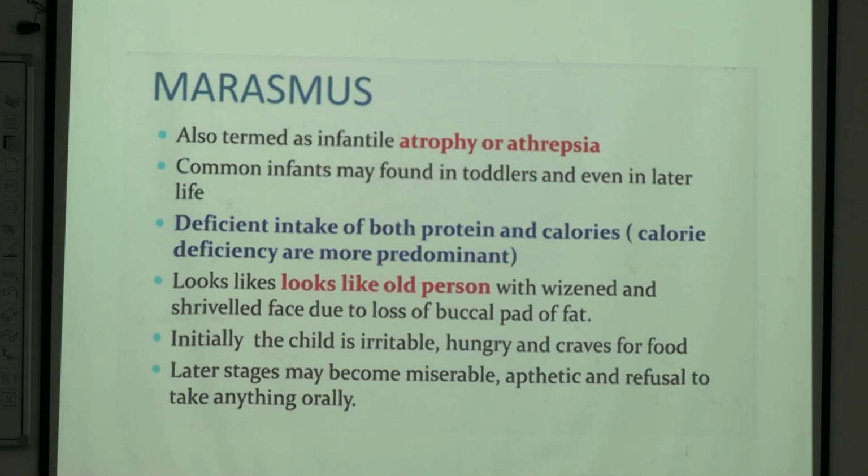Marasmus, on the other hand, is also called infantile atrophy, and there is a deficient intake of both protein and calories. And here the marasmic child looks like an old person. Those of you who have seen the film Paa, starring Amitabh Bachchan, if you look at that picture, the child looks like an old person with a wizened and shriveled face due to loss of buccal pad of fat. And here the child is irritable, hungry, and craves food. Later on, the child becomes apathetic and refuses food. So initially the child has an appetite.